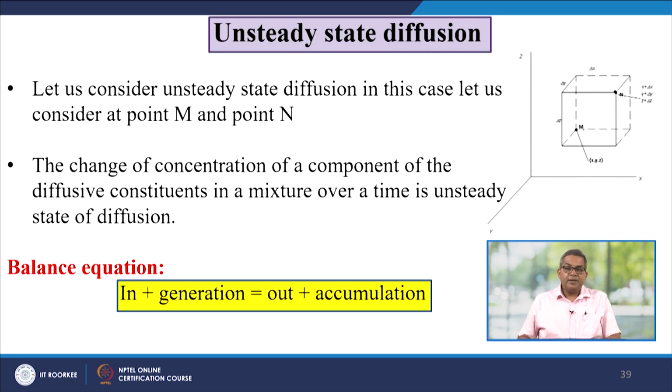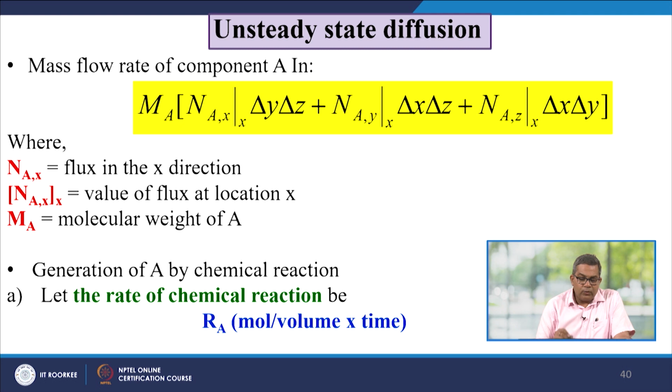Now, let us talk about unsteady state diffusion. Let us consider unsteady state diffusion in this particular case. Let us consider a point M here and a point N. The change in the concentration of the diffusing constituent in a mixture over time is unsteady state diffusion, and the balance equation can be given as in plus generation is equal to out plus accumulation. So, the mass flow rate of component A can be given by this particular equation, where Nax is the flux in the x direction at some location x, and Ma is the molecular weight of A.